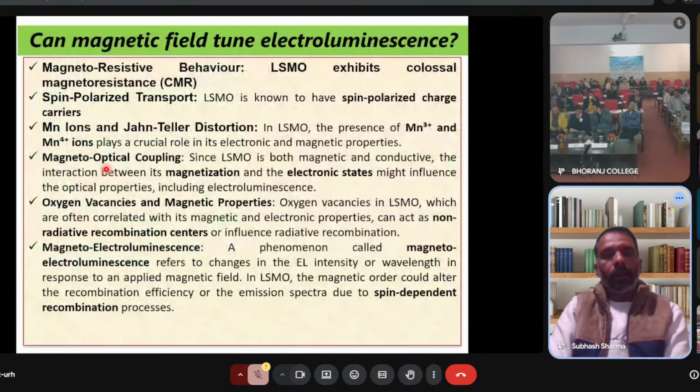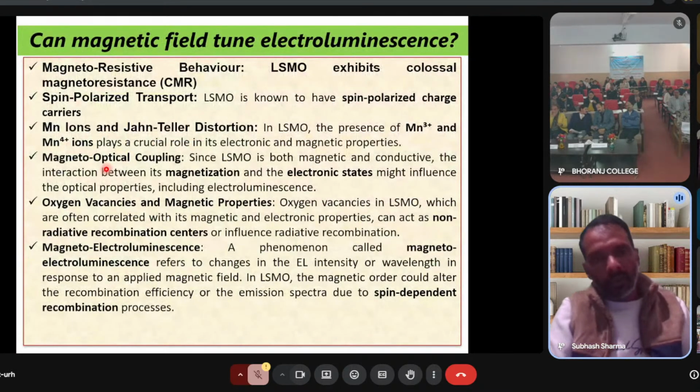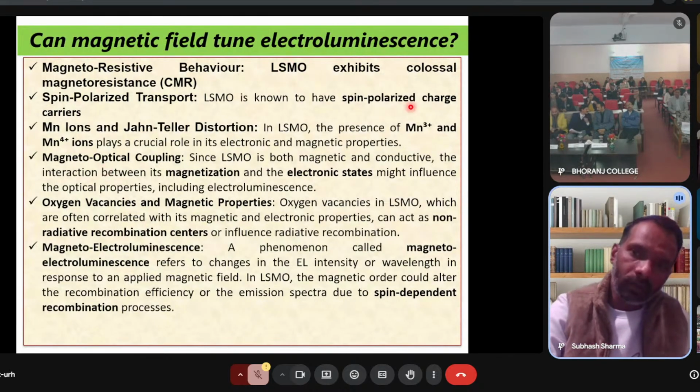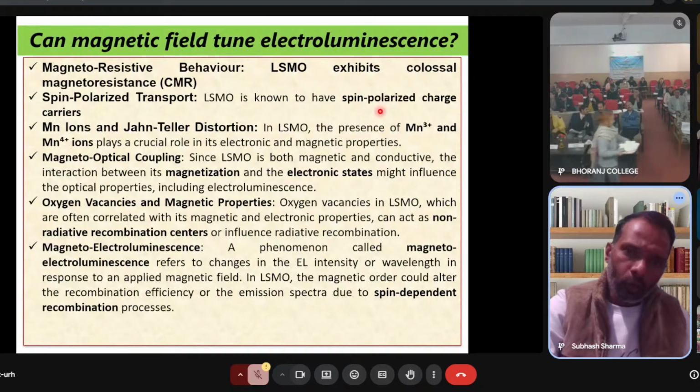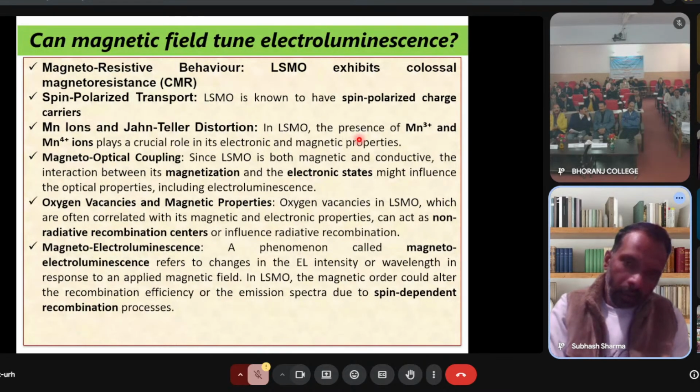So the next question is, because LSMO is magnetic and BFO is also magnetic, can the magnetic field change electroluminescence? This question is just for master students. I'm going to give you a hint.